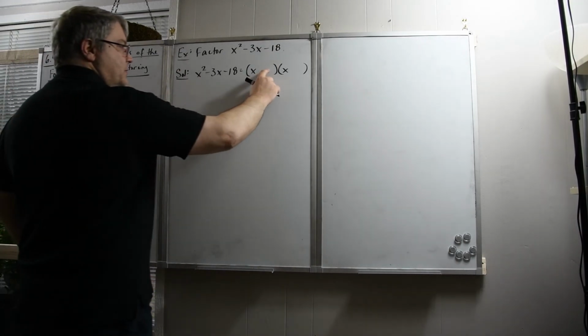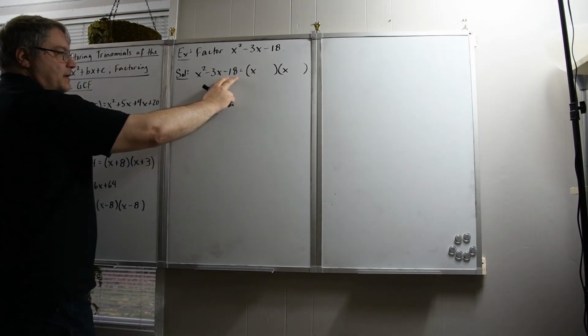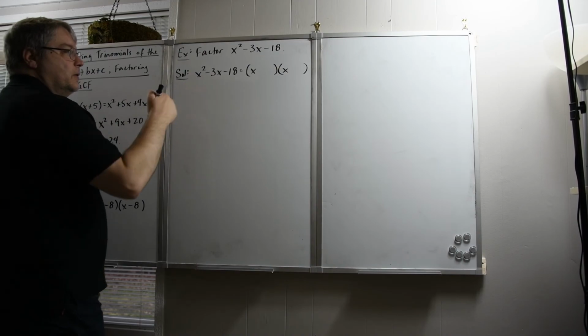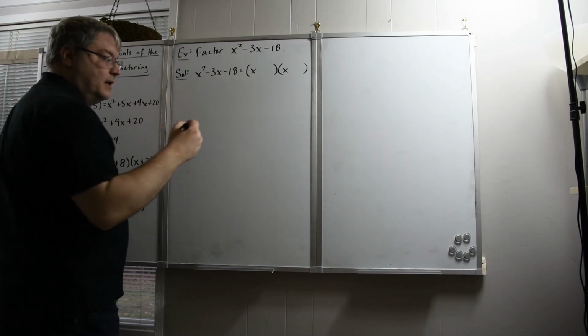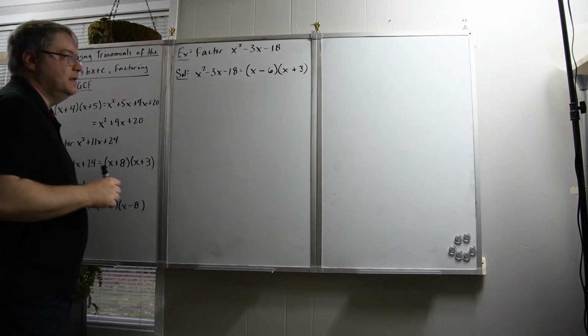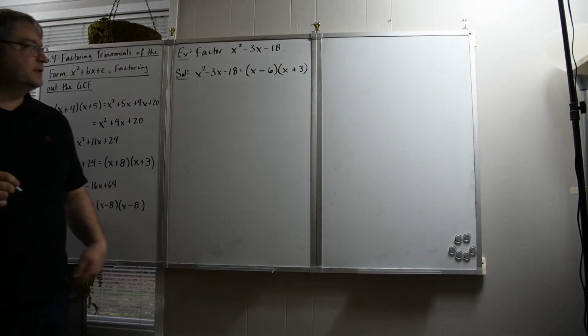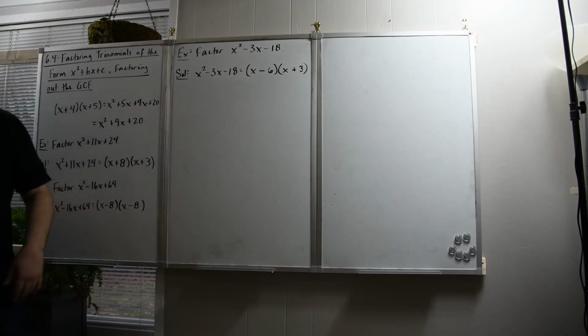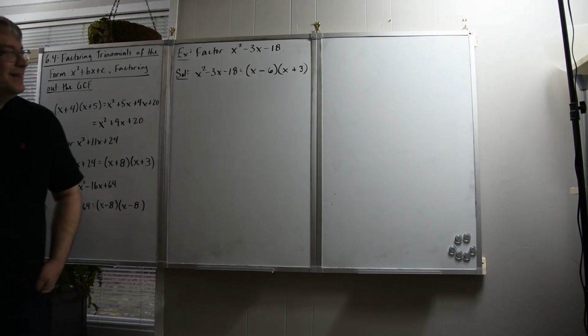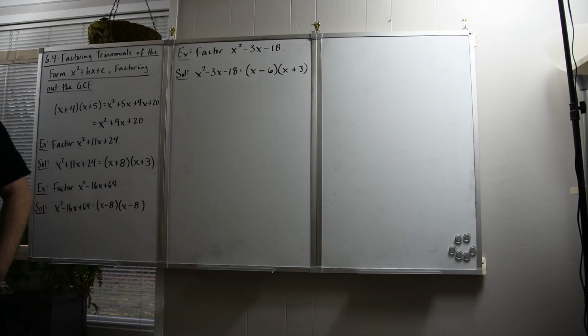So not only do these two numbers have to multiply together to give negative 18, they also have to add together to give us negative 3. So if we take negative 6 and positive 3, negative 6 times 3 is negative 18, and negative 6 plus 3 is negative 3. So we know we have the right factorization. x minus 6 times x plus 3.